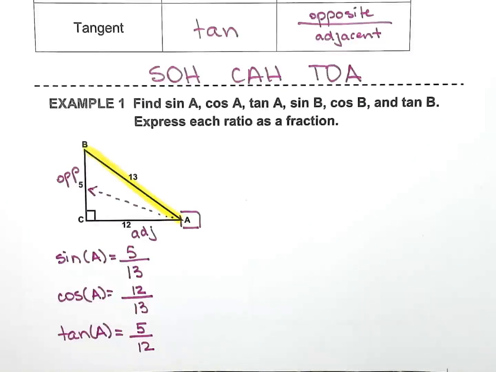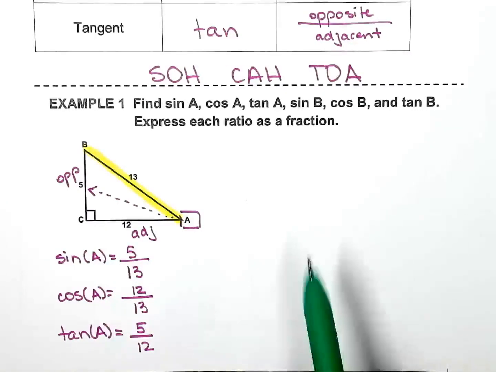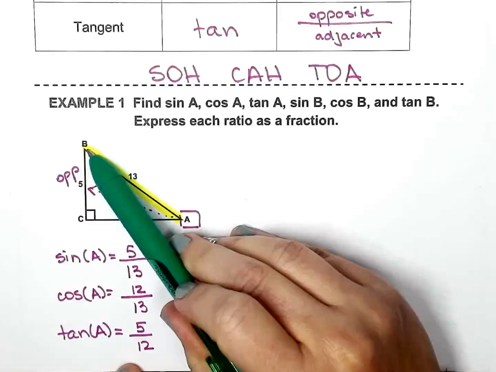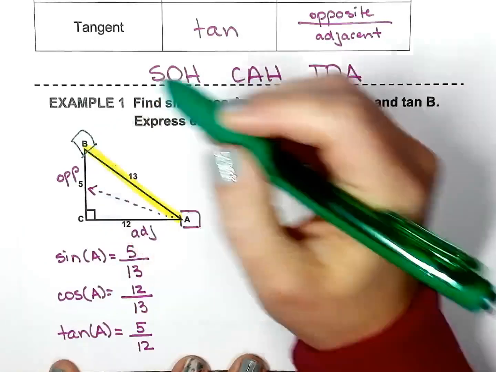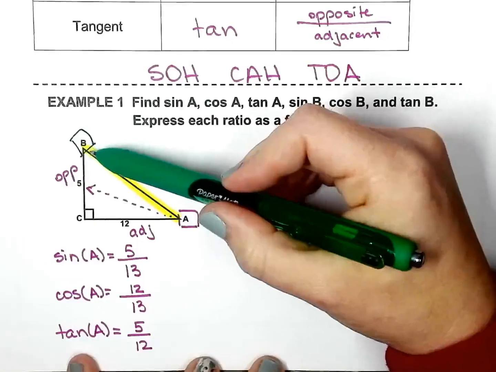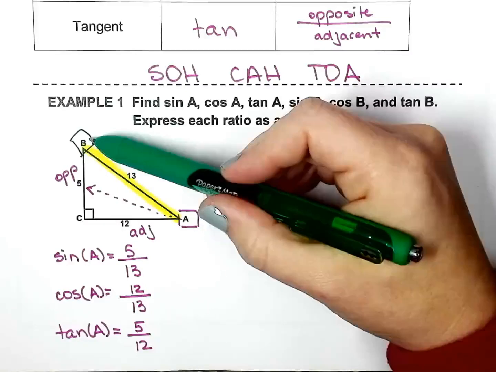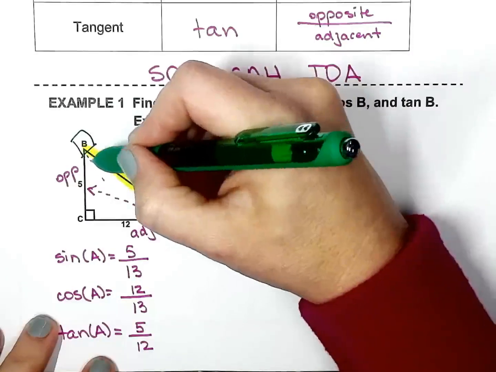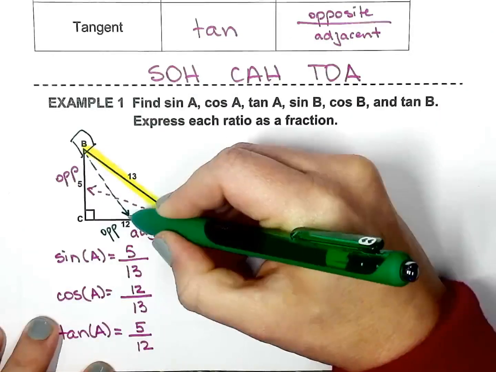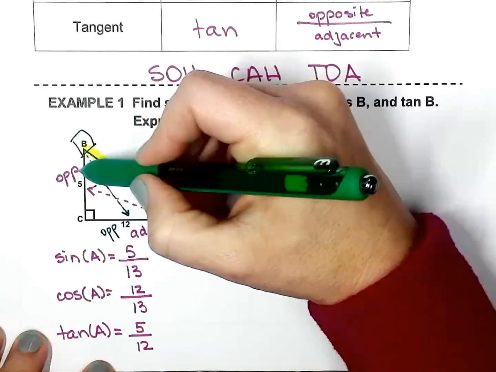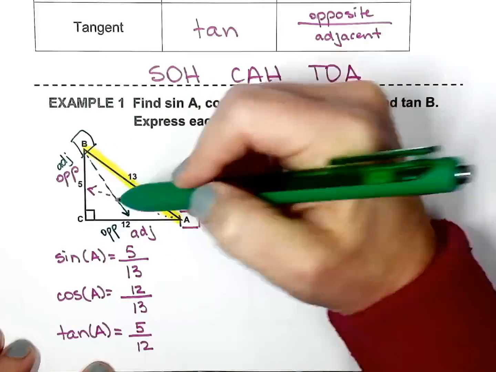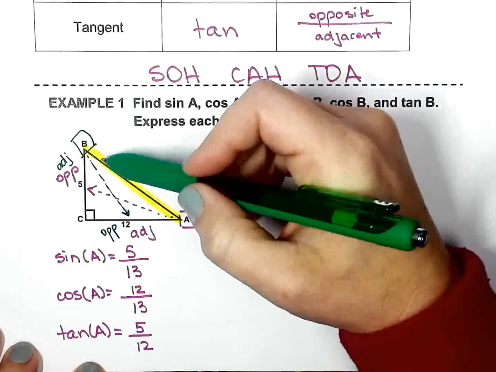Now, we're not done because I still want to find sine, cosine, and tangent of angle B. Angle B is right there. So now, everything is going to change except the hypotenuse, because everything is in relationship to the angle. If I have angle B right here, opposite to angle B is all the way over on the other side right here. So this is now the opposite in relationship to angle B. And this one right next door to it is adjacent. Notice that I'm using different colors so you don't get confused.